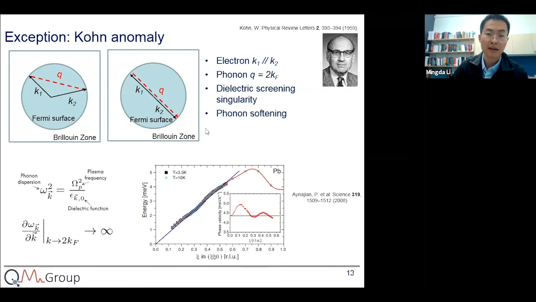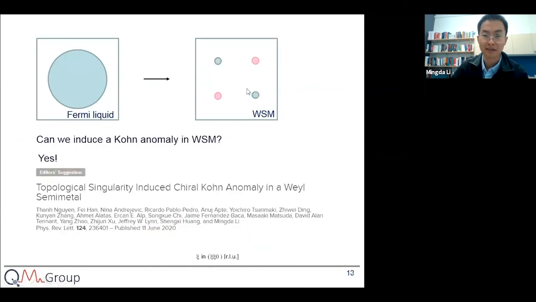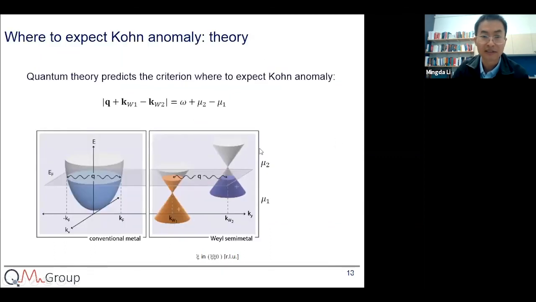But here we don't have a Fermi surface. It's no longer a metal, but a Weyl semimetal with a few disjointed topological singularities. So can we induce a Kohn anomaly in a Weyl semimetal? In our very recent work, we provided the answer saying yes. So here is how we did that work.